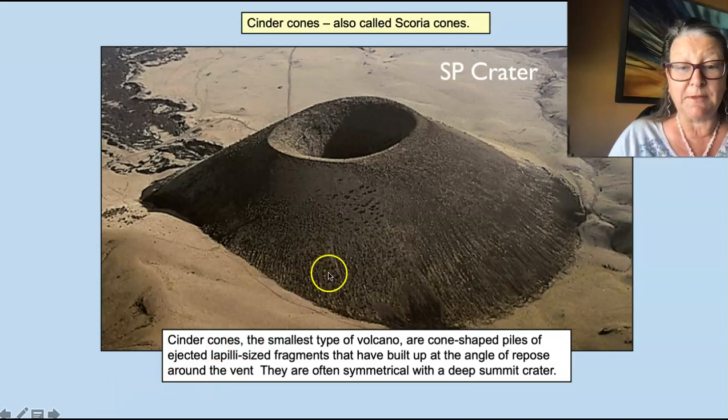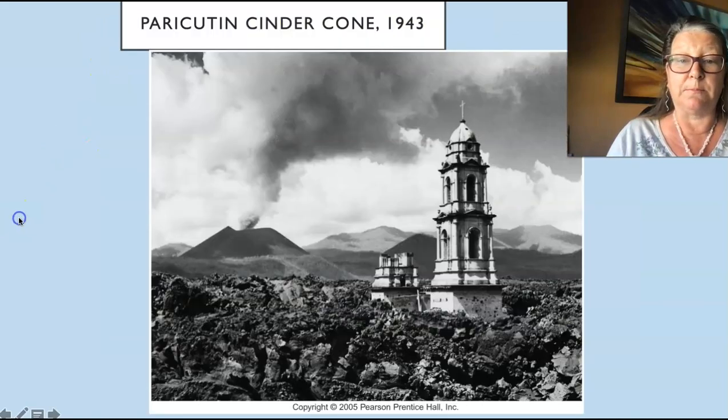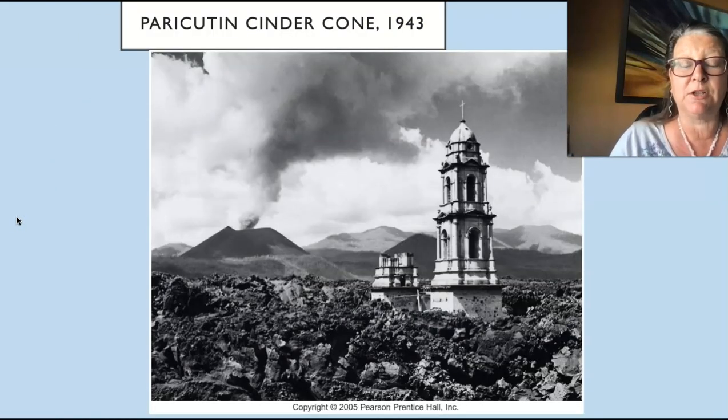And I've actually hiked up this with students. It's quite an intense hike. It's made completely of material flying up and then just falling along the outside. And here's a lava flow that came out of it as well. There have been several famous cinder cone eruptions. One of them that's well known is the Paricutin cinder cone that erupted in 1943.